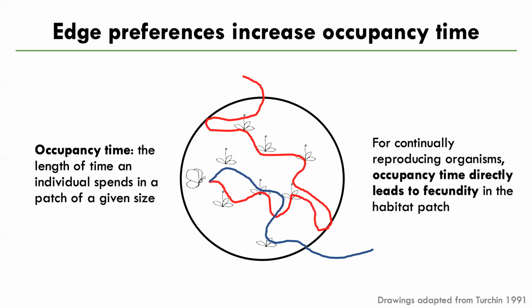For continually reproducing organisms, this increase in occupancy time directly leads to fecundity in the habitat patch. So longer time spent inside the patch means more time laying eggs inside the patch, and so higher fecundity. The red individual in this cartoon example would have higher fecundity.